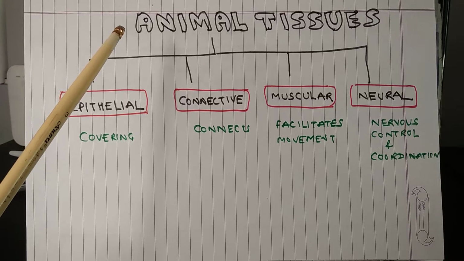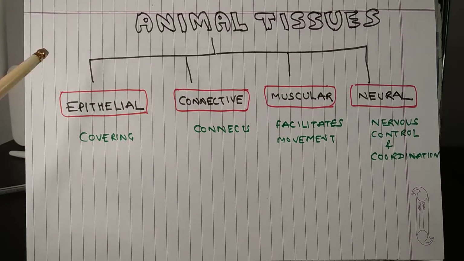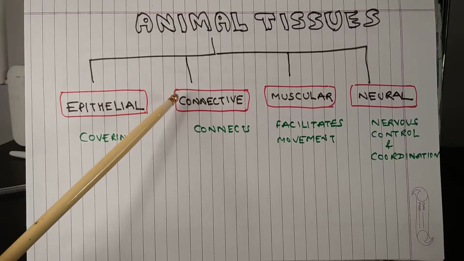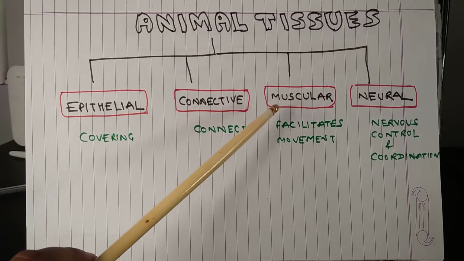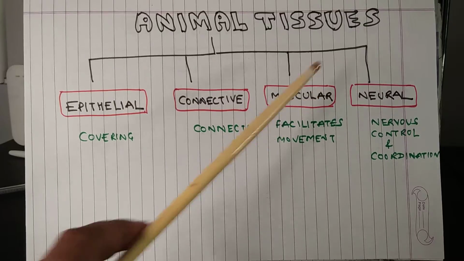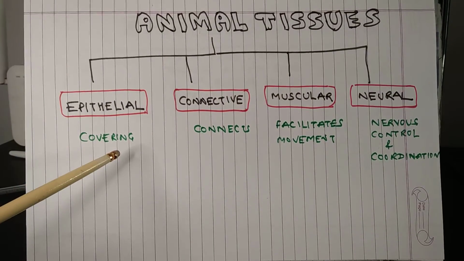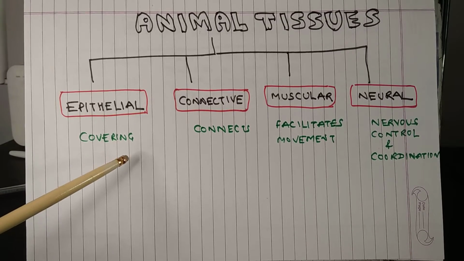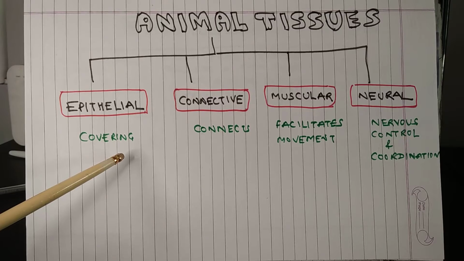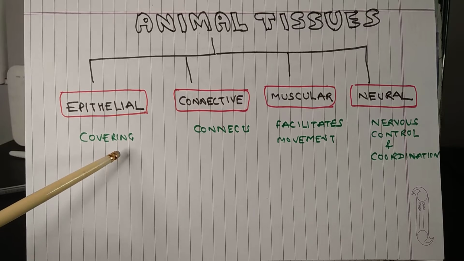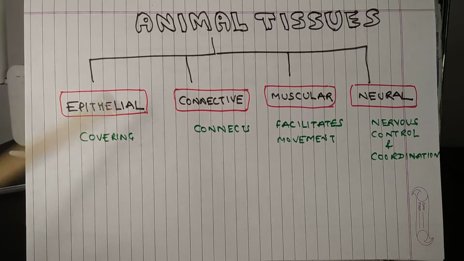There are 4 types of animal tissue: number 1 is epithelial tissue, number 2 connective tissue, number 3 muscular tissue, and number 4 neural tissue. The epithelial tissue makes the covering of various organs. For example, the skin is an example of epithelial tissue. The lining inside our mouth or inside the intestine, all of them are epithelial tissue.